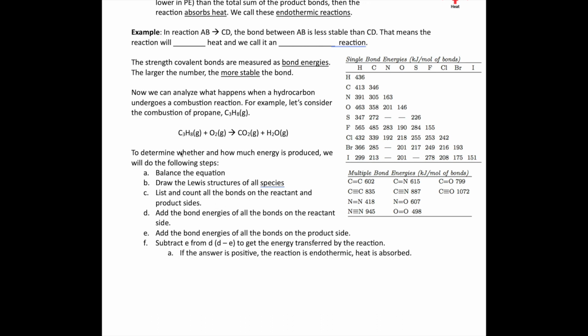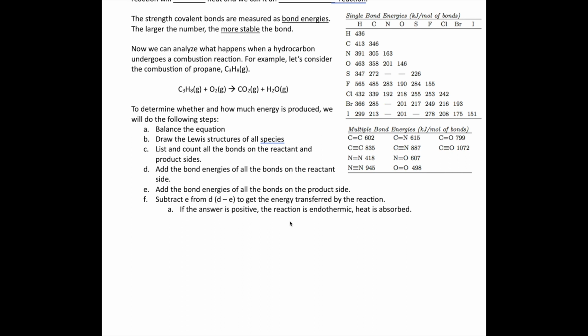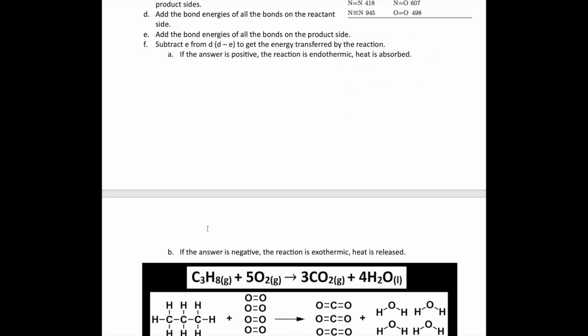So it's a tally of all the bonds you see in the reactants and the product, and go to this table to find the individual bonds and what their energy values are and add them up. And at the end you would subtract the reactant bonds total minus the product bonds total. So if the answer is positive, you get an endothermic reaction, meaning heat is absorbed. If you get a negative answer, that's an exothermic reaction and heat is released.